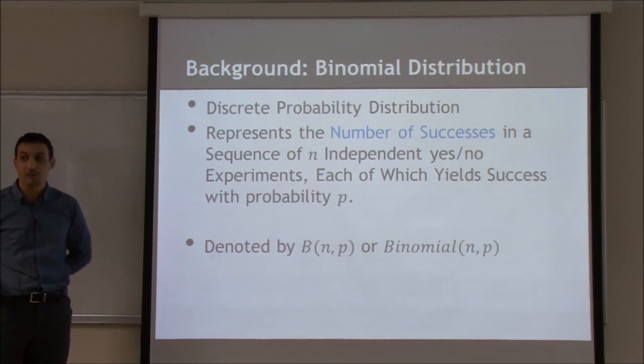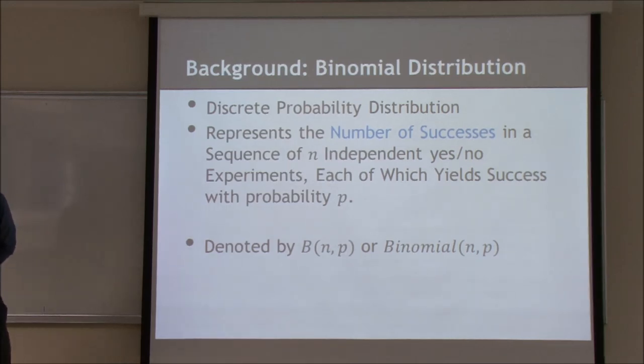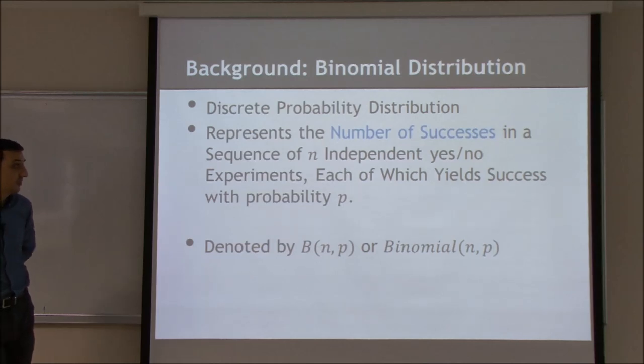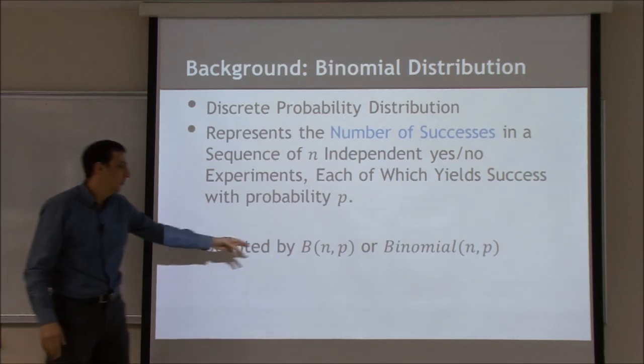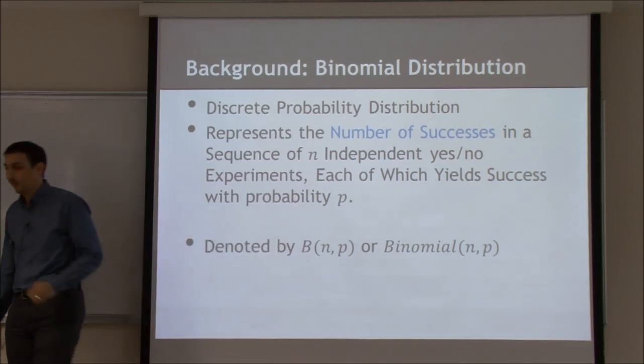It's a discrete probability distribution. I think all of you know that. It represents something. For example, you have an experiment and you make the trials n times, and the probability of success in that experiment is, let's say, p. Then it is represented by a binomial distribution and denoted by B(n,p) or Binomial(n,p).